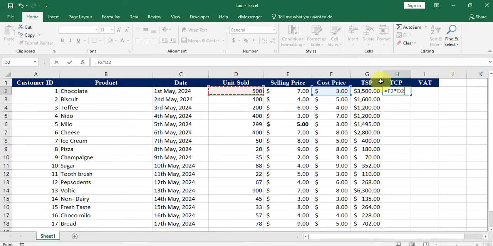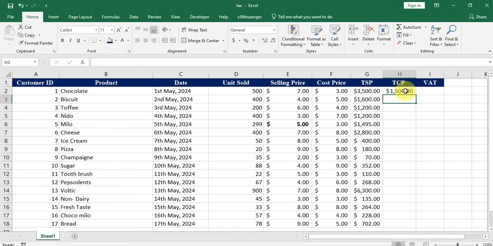Now the very moment I click enter, it will calculate for me here. You can see the total cost price was 1,500. And then the total selling price for chocolate on 1st May was 3,500. Now you want to calculate for the rest of the products.